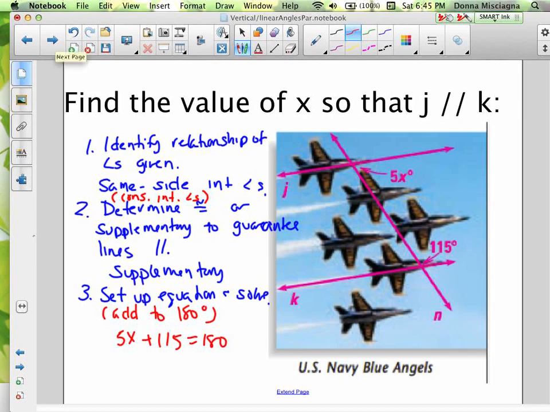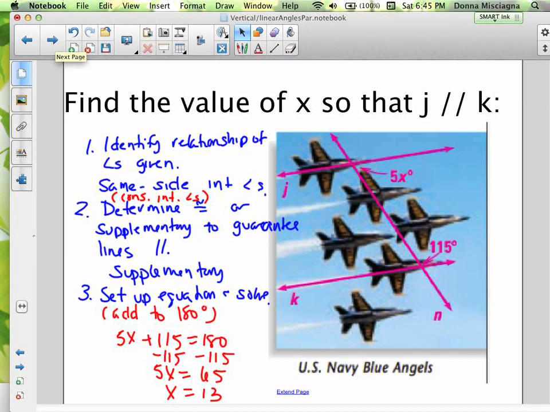If we subtract 115 from both sides, we have 5x is equal to 65, and then divide by 5, x is equal to 13. And there we go. We have solved for x. Right? And we've found the value of x that guarantees that line J has to be parallel to line K, and that will keep our Navy Blue Angels safe.